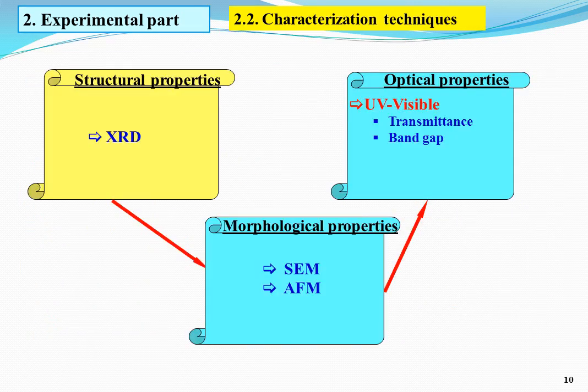Experimental part. Characterization technique. The effect of moderate silver doping, less than 10%, on the microstructural, morphological, and optical properties of such films is investigated by X-ray diffraction, scanning electron microscopy (SEM), atomic force microscopy (AFM), and UV visible spectrophotometry. Interesting results were obtained.